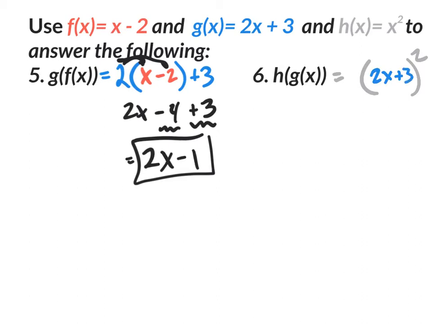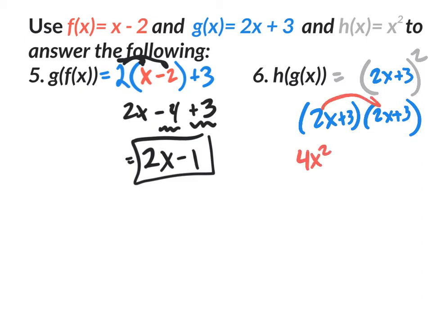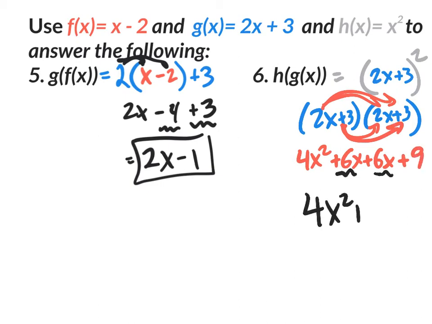Now, how do we do this math? How do we simplify it? 2x plus 3 multiplied by itself. Yep, 2x plus 3 times itself, right? 2x plus 3 times 2x plus 3. Let's distribute: 2x times 2x, 4x squared. 2x times 3, 6x. 3 times 2x, 6x. 3 times 3, 9. Combine the middle terms. You'll get 4x squared plus 12x plus 9. That is your final answer for h of g of x.